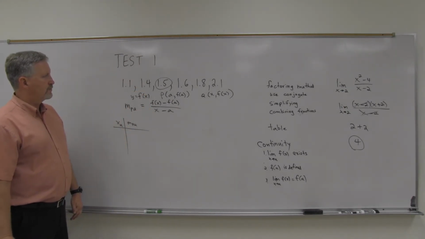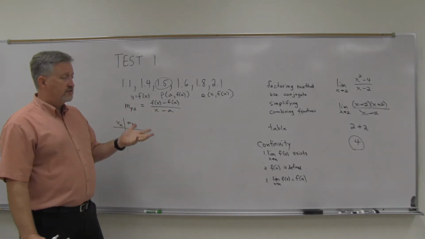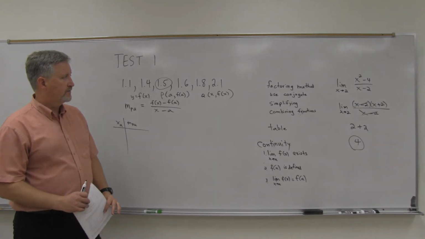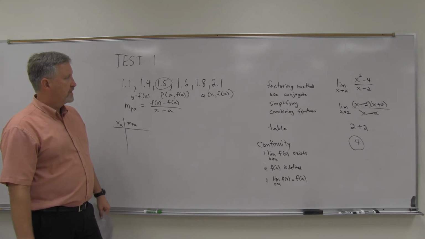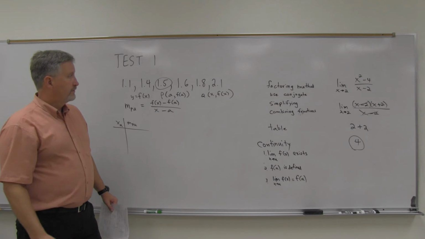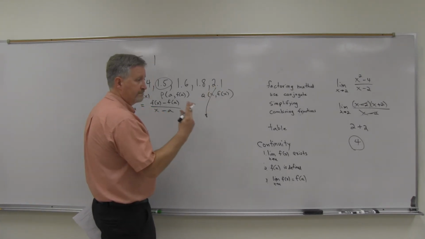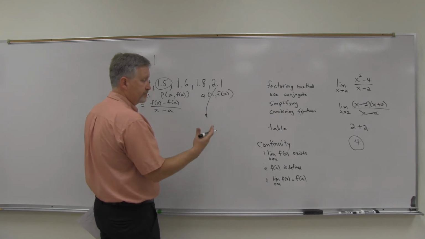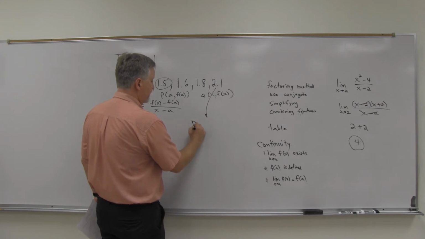So that's 1.8. And then also in 1.8, continuous from the right or left. Be sure to know about those. And then 2.1, what we finished up on. 2.1 has two definitions, if you will, or two expressions for the slope of the tangent line.